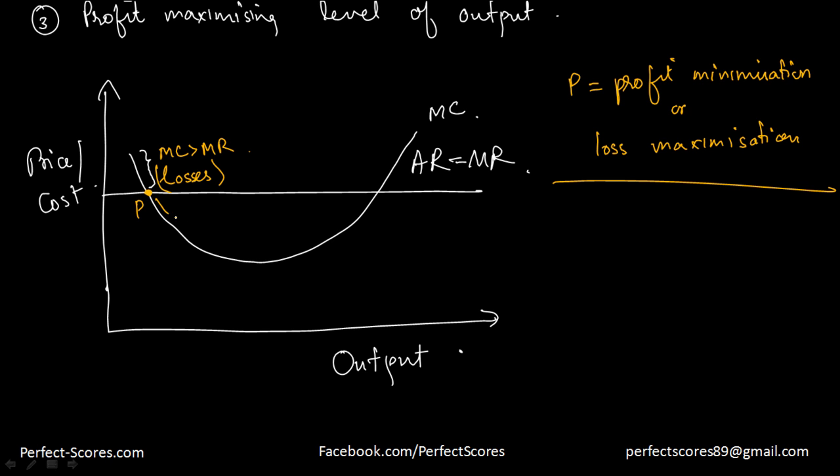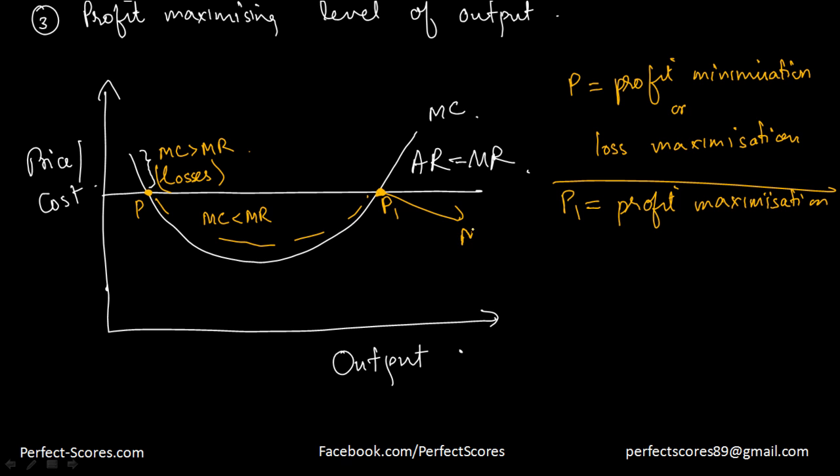So from this point all the way till this point, the marginal cost is less than marginal revenue, right? So till this point, I would have made the maximum possible profit. So P1 point over here is the profit maximization point, right? So till this point, I've made the maximum possible profit, because at this point, what is true? Marginal revenue is equal to the marginal cost.